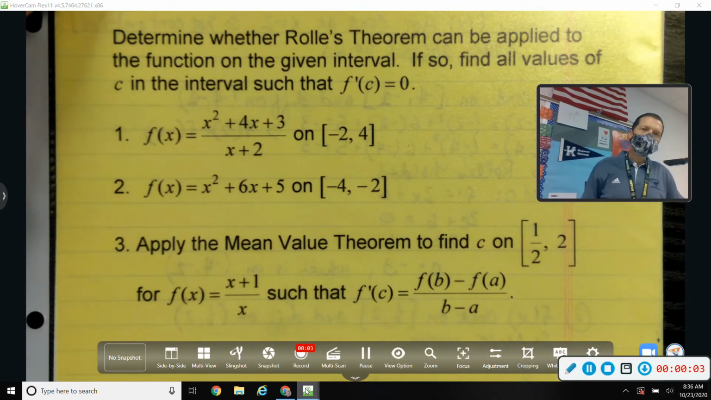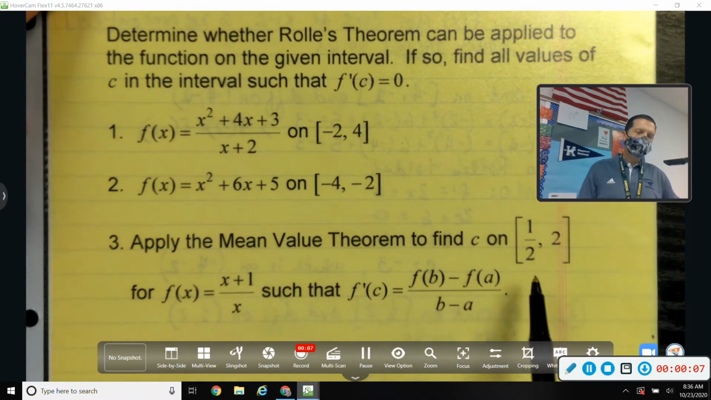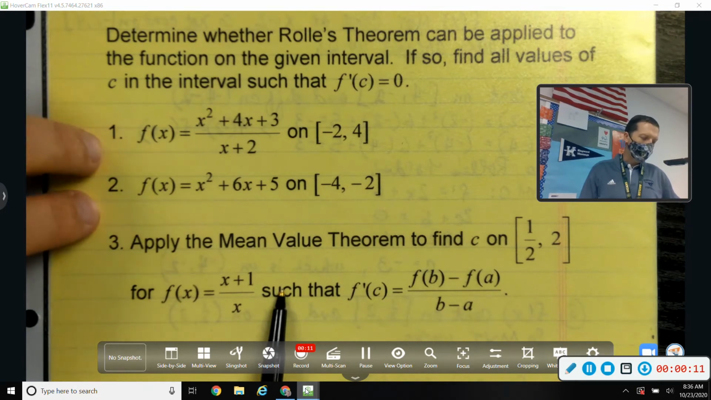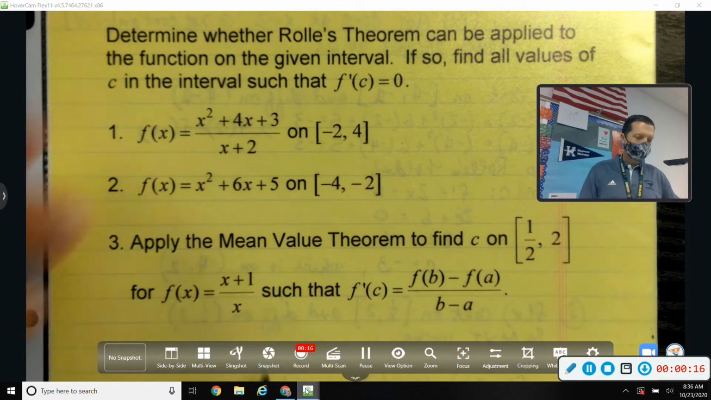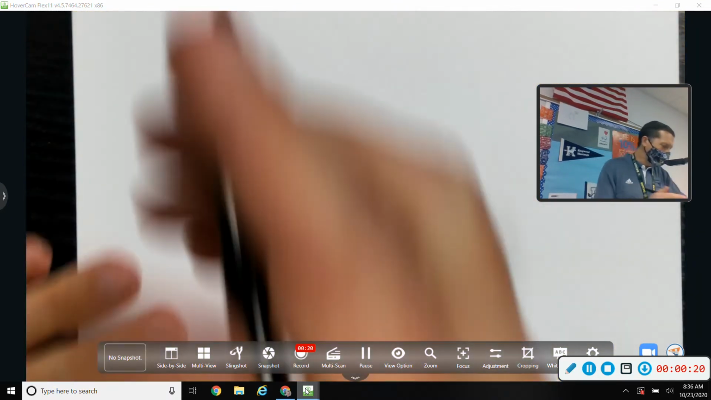All right, warm-ups for today. If you're playing along at home, press pause and give these a go. The first two are Rolle's, so it's a good hint that one works and one doesn't. But after that, I think you'll be fine. All right, let's go over these.